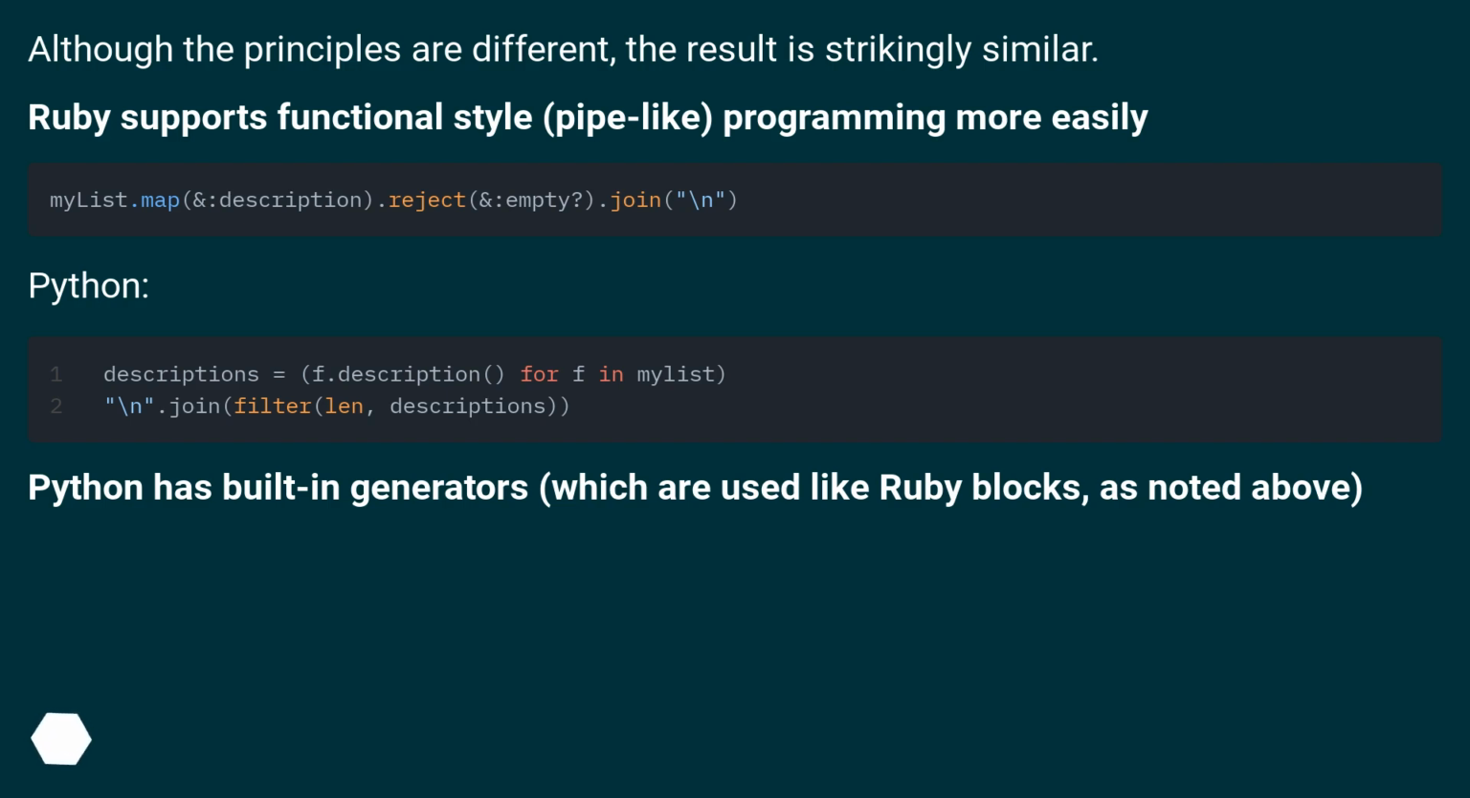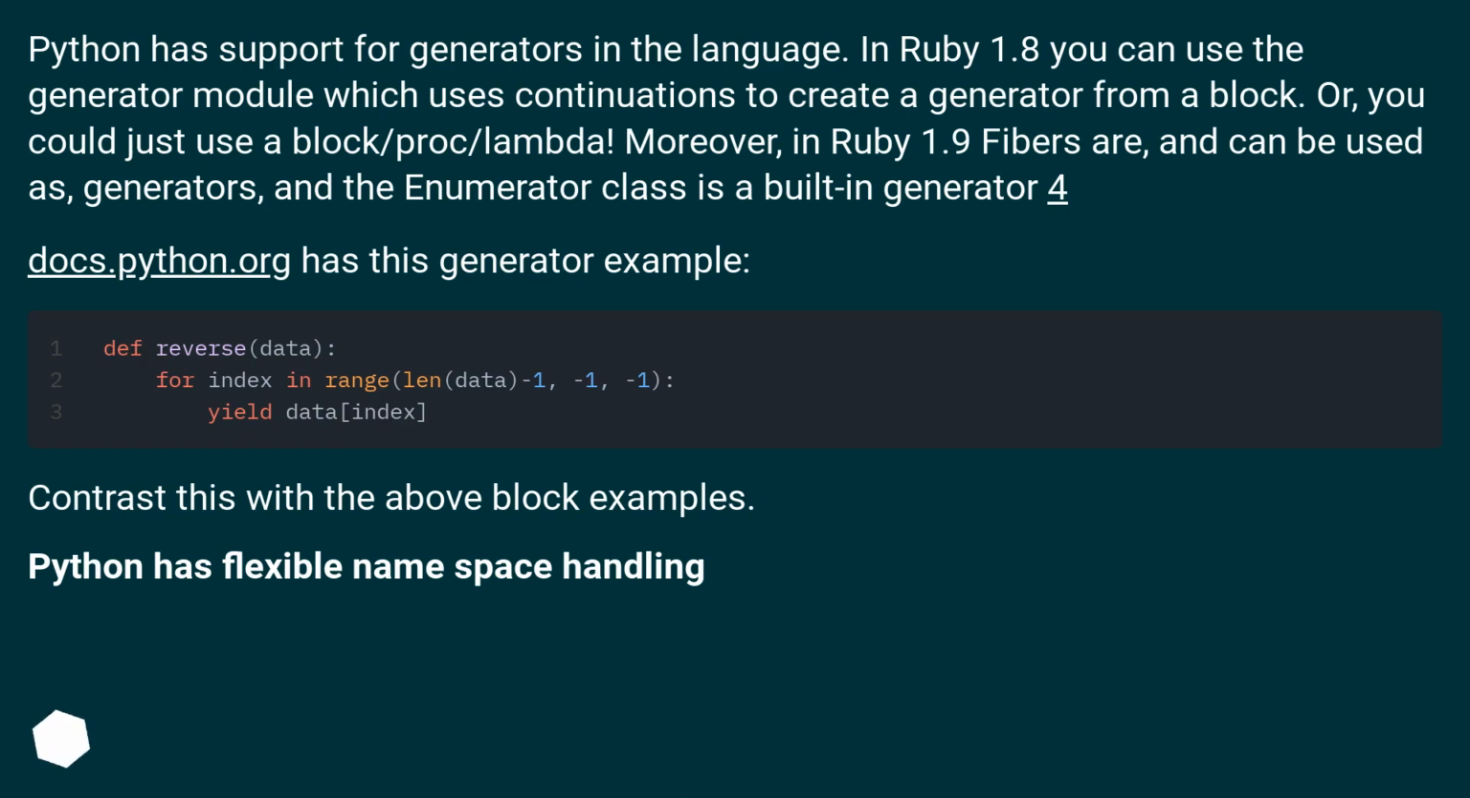Python. Python has built-in generators, which are used like Ruby blocks, as noted above. Python has support for generators in the language. In Ruby 1.8 you can use the generator module, which uses continuations to create a generator from a block. Or, you could just use a block/proc/lambda. Moreover, in Ruby 1.9 fibers are, and can be used as, generators, and the Enumerator class is a built-in generator.